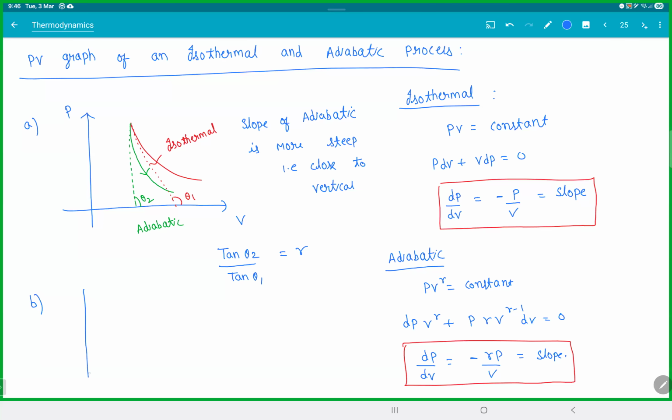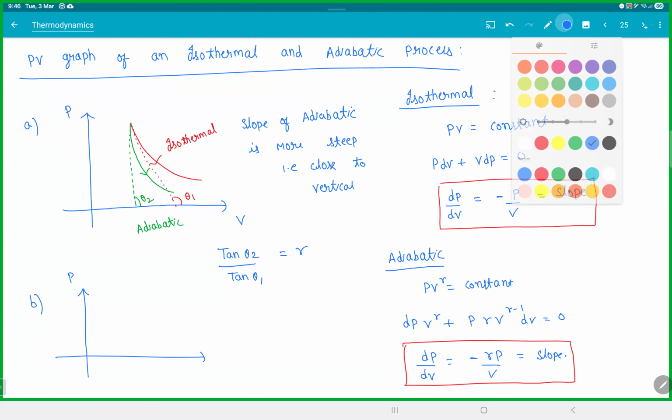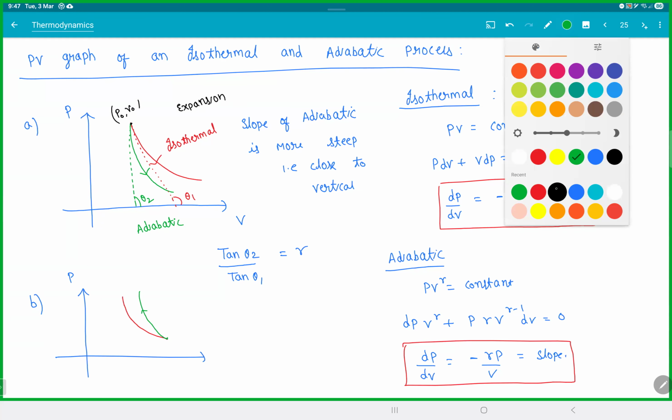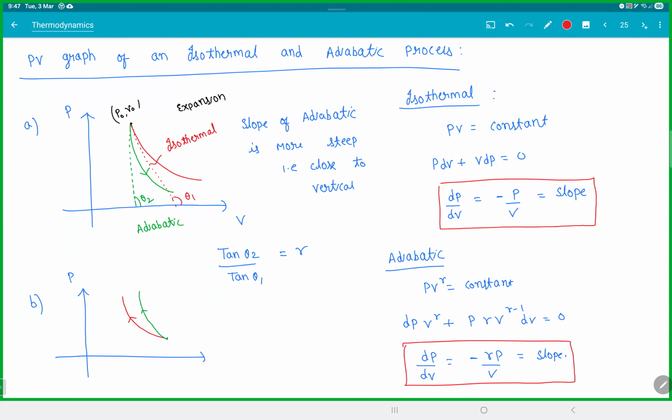What about this one? Suppose the graph is like this, and now these two are adiabatic expansions, okay? The volume is increasing in this case. This is an expansion. You can go in reverse also. This is an adiabatic compression. Now, which one is adiabatic? Which one is isothermal?